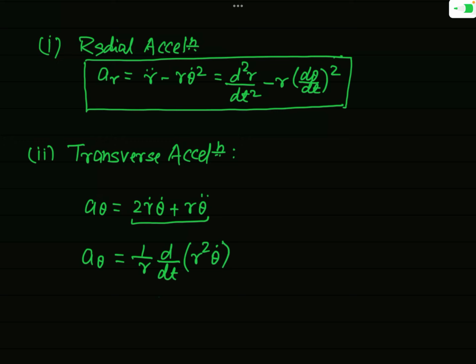Actually this form of the expression for A theta is more convenient, and you can check it. I am not giving the explanation of this expression. This is just a homework for you. When you will actually simplify this result, you will get that it is simply equal to 2R dot theta dot plus R theta double dot. So the expression for the transverse acceleration, you should remember, this is 1 over R d/dt of R square theta dot. You will see in the discussion of motion under central force field that this form of expression for A theta will be very convenient and very informative when we will discuss actually the problem of motion under central force field. Okay, so these are the expressions for the radial acceleration and the transverse acceleration.